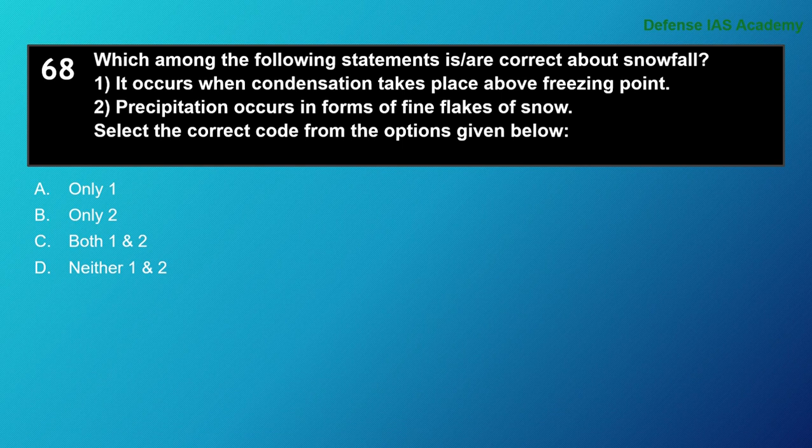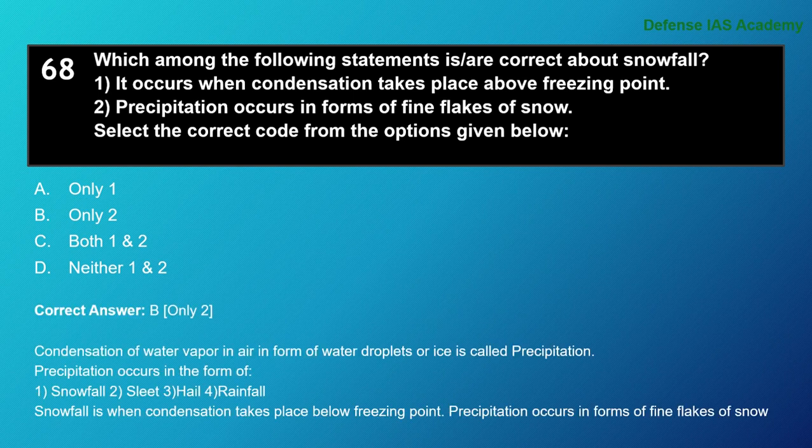Question 68. Which among the following statements is correct about snowfall? 1. It occurs when condensation takes place above freezing point. 2. Precipitation occurs in the form of fine flakes of snow. Select the correct code from the options given below. The answer is option B, only 2.